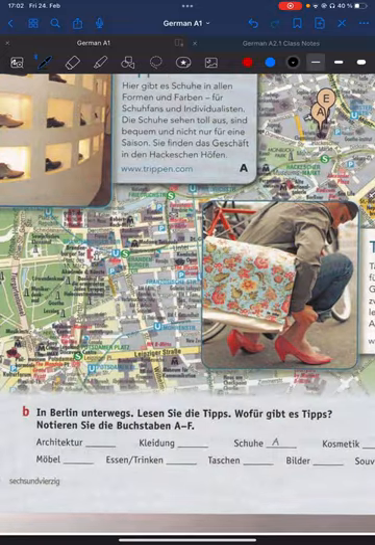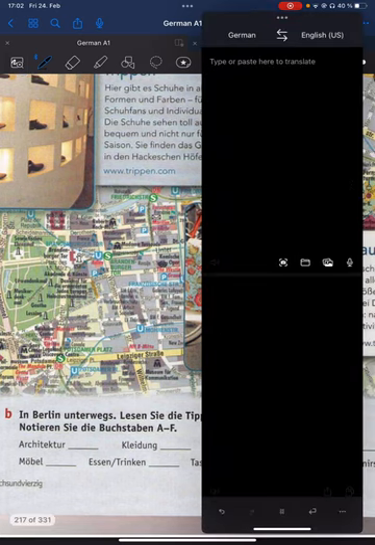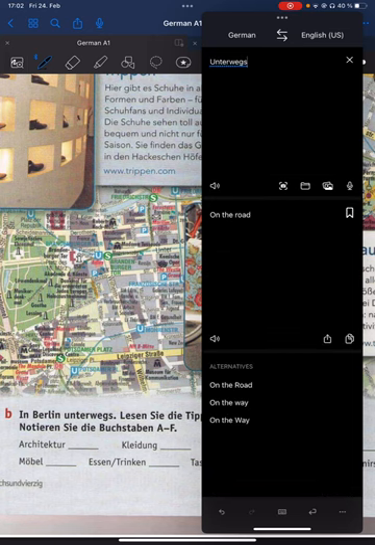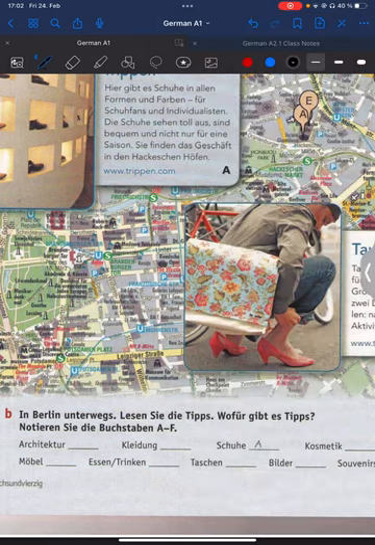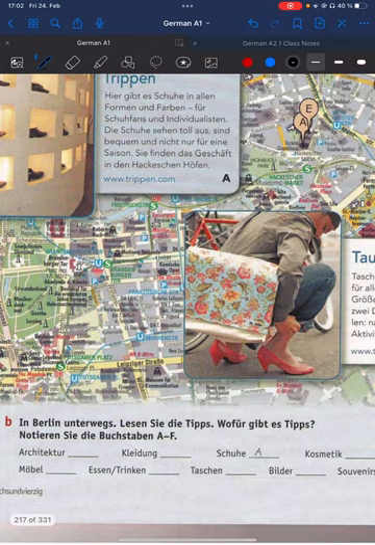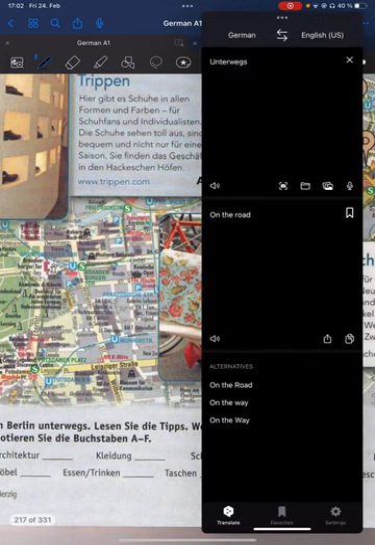Then let's see. In Berlin unterwegs. In Berlin underground. Unterwegs, on the road, on the way. Okay, in Berlin on the way. Lesen Sie die Tipps. Read the tips. Tips is like advices.